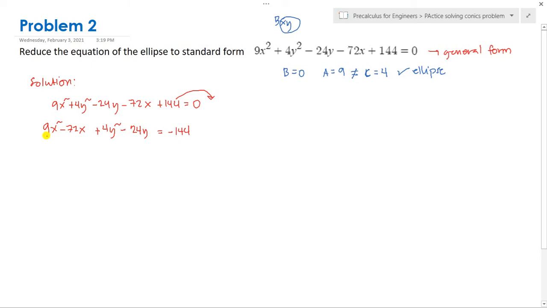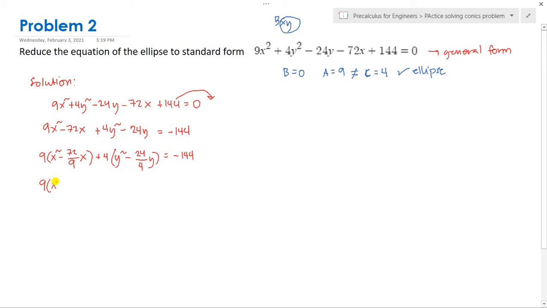Here, we do completing the square for each variable, x and y. So here, it is better to extract the coefficient of x squared, because completing the square is easier when there is no coefficient other than 1 on the x squared or the y squared. So extracting 9, we have 9 multiplied by x squared minus 72 over 9 x, then plus 4 multiplied by y squared minus 24 divided by 4 y is equal to negative 144.